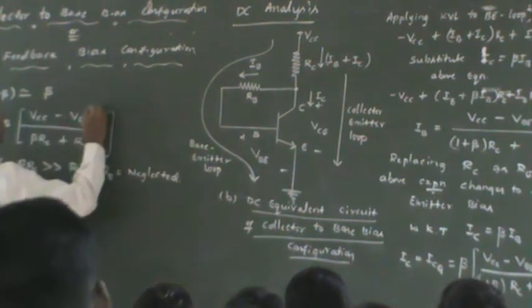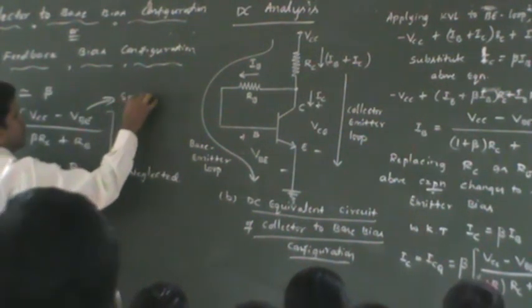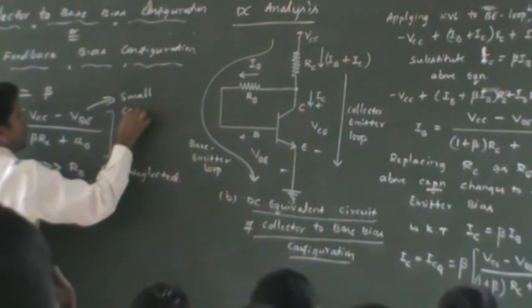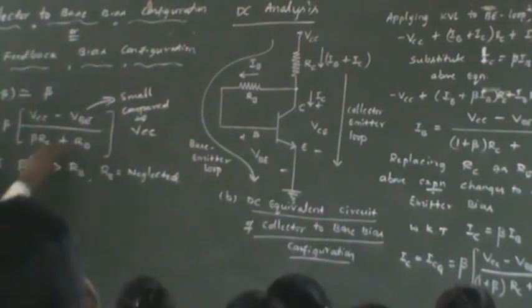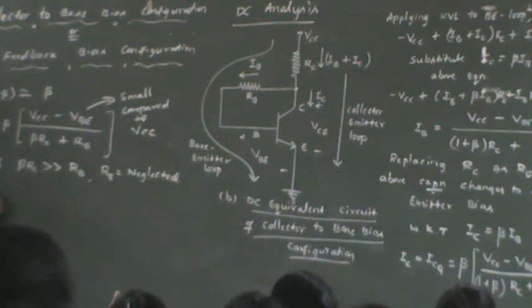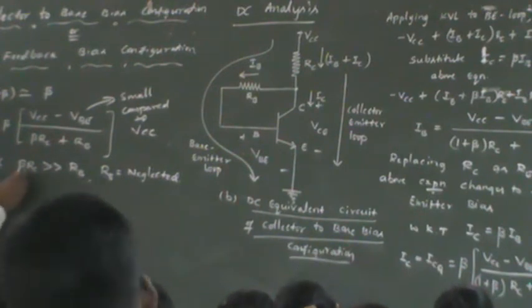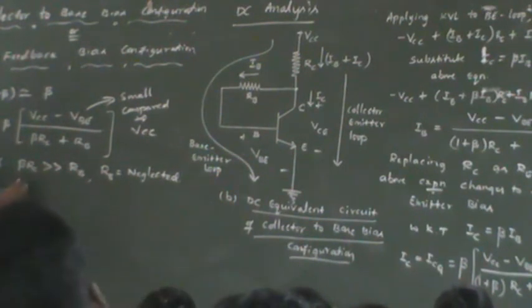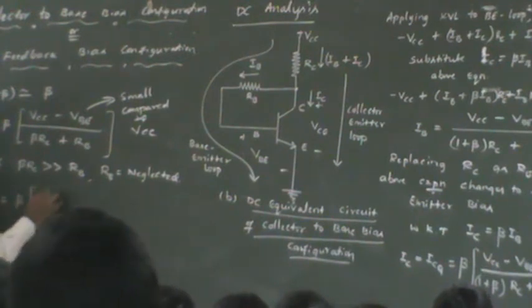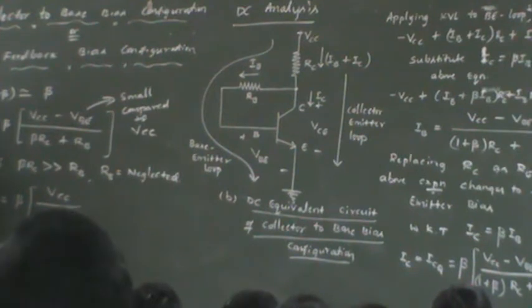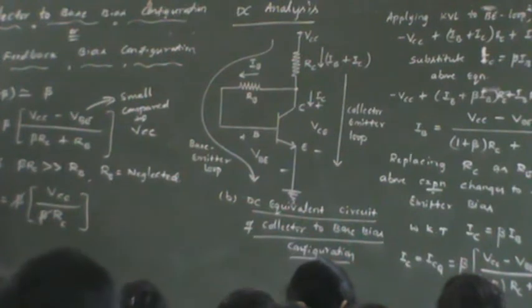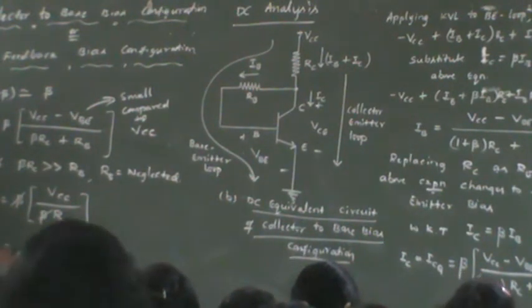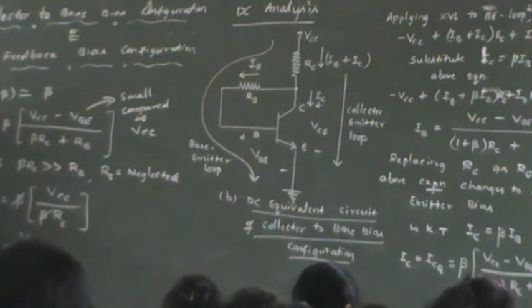And here in the numerator also, since VBE is small compared to VCC, you can also neglect VBE. What will be the final answer for IC? If you make it equal to beta VCC divided by what is the total denominator? Let us rewrite it. Beta times RC is left here. This beta cancels with this beta, and IC is equal to VCC over RC.